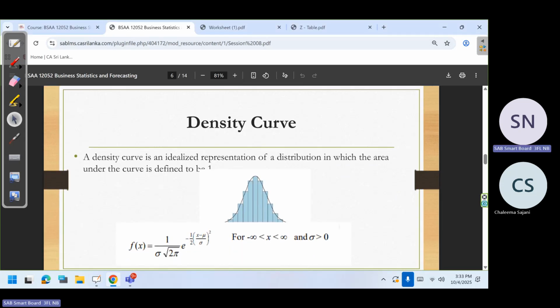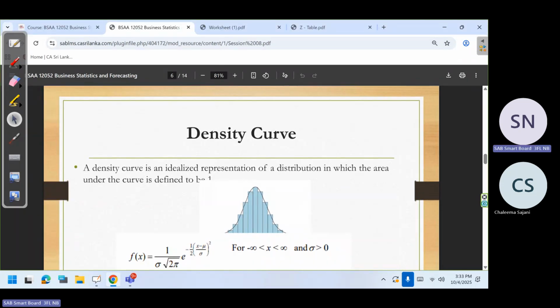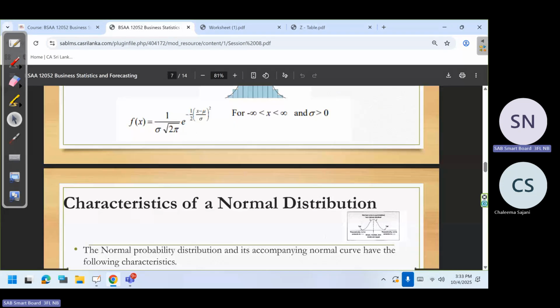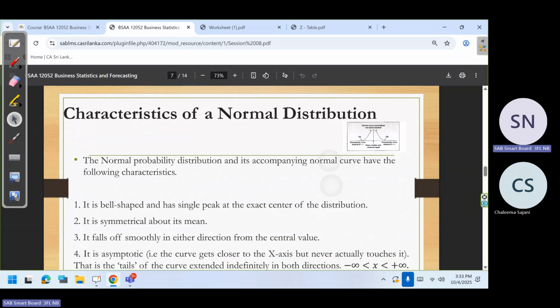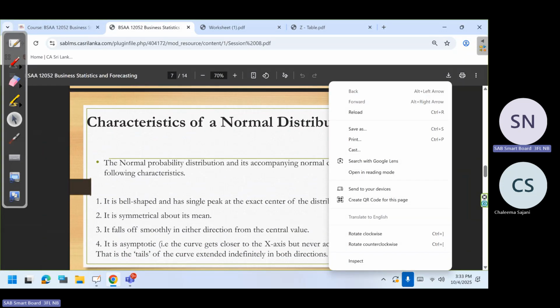Another name we can give it is the density curve. The normal curve, or we can say the density curve. Practically, we use the normal curve, or the density curve. Then we move into the characteristics of the normal distribution. What are the features of this normal distribution?